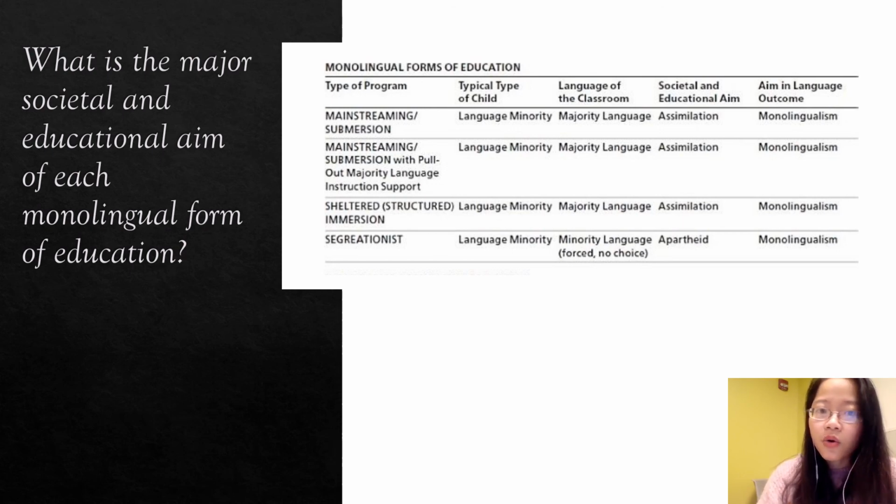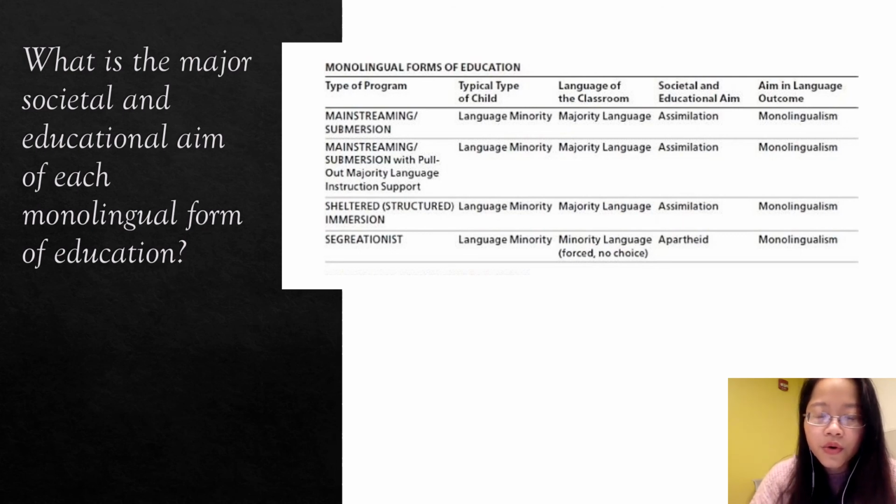So there can be a lot of variations. First of all, there can be mainstreaming and submersion. It means the student just comes to the class and sits there and is considered a native speaker student. The second type is mainstreaming submersion with pull-out classes for ESL support. The third one is sheltered or structured immersion. And the last one is segregationist.